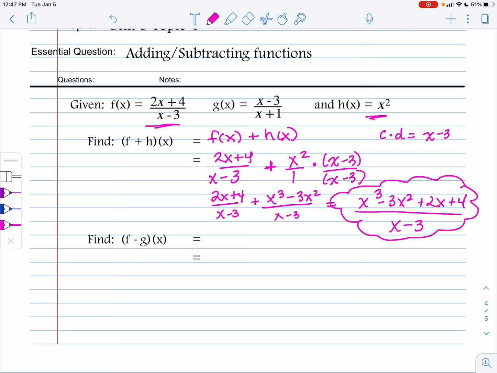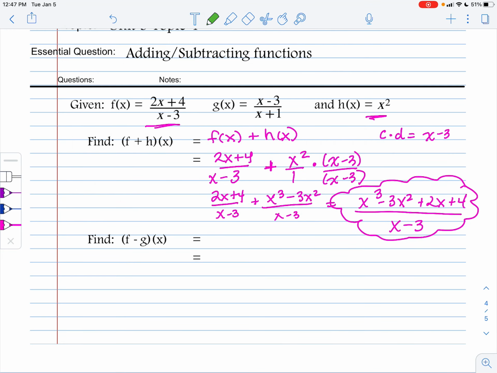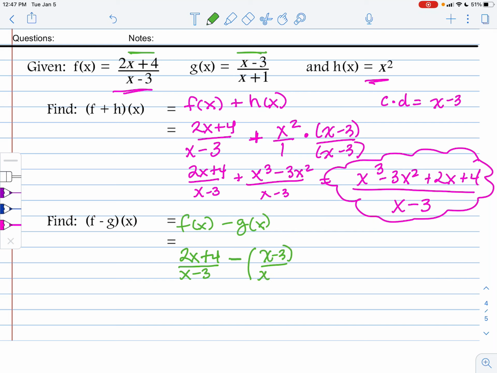So what happens now when we subtract? I'll switch colors so that we don't mix these up. Now I'm going to do f and g, so I'm going to subtract. So f of x minus g of x. I've got 2x plus 4 over x minus 3. And now I'm going to subtract, and we talked about that subtract thing, right? x minus 3 over x plus 1. And I put it in parentheses so I would remember to subtract and distribute that negative.